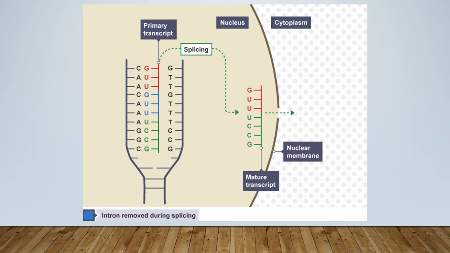But it's not over yet. We've produced a primary transcript, which is a complementary copy of what's on our DNA strand. However, we're going to cut out some bits that are not useful to the production of this protein, and that's called splicing. That will produce a mature transcript which can leave the nucleus.